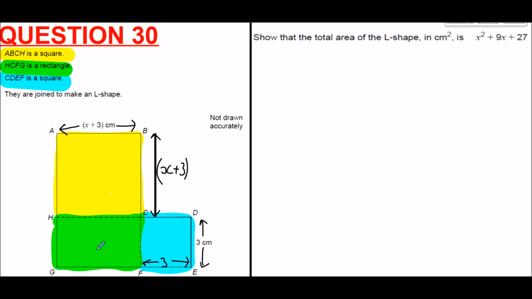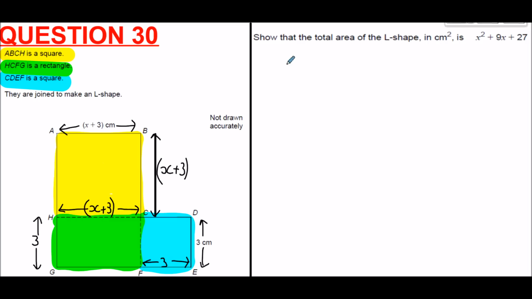Finally, this green bit, because the square is x plus 3 across, it'll be the same for this rectangle as well. So the rectangle will be x plus 3 in this direction too, and the height of it will be the same as this square. This square is 3 high, so this rectangle will also be 3 high, or 3 wide, depending on how you want to think about it.